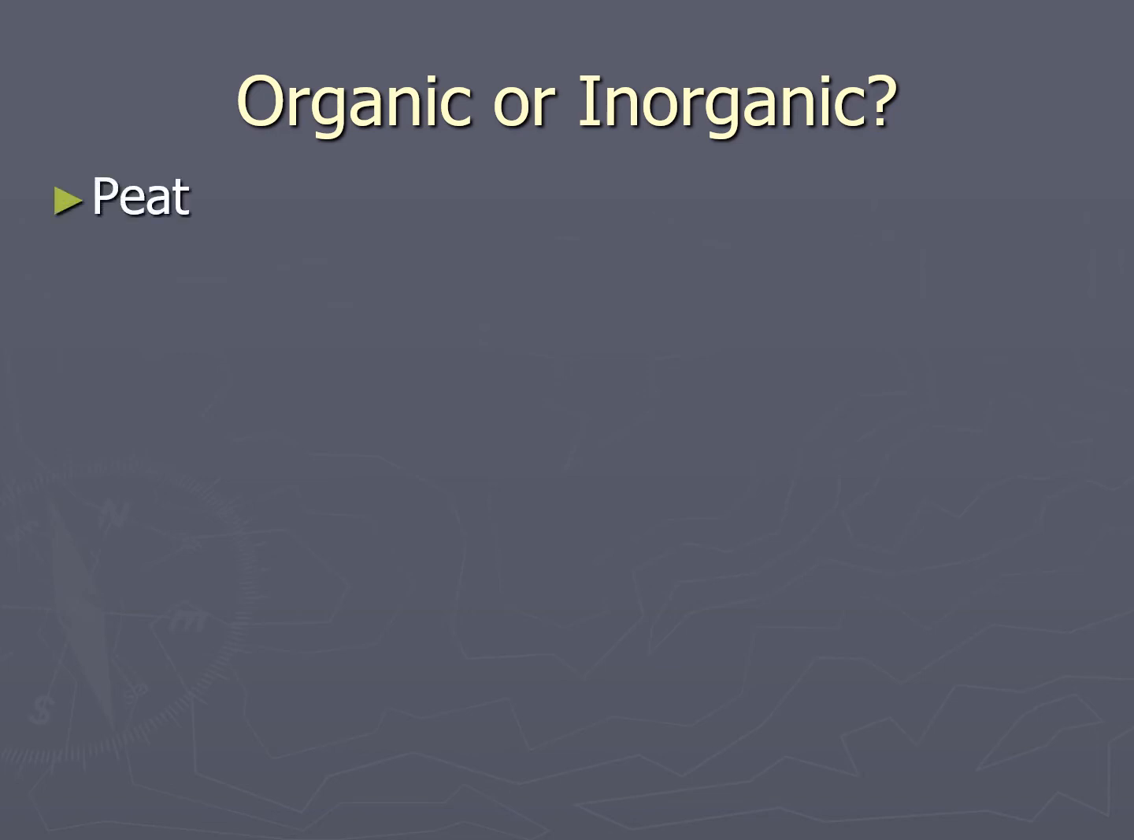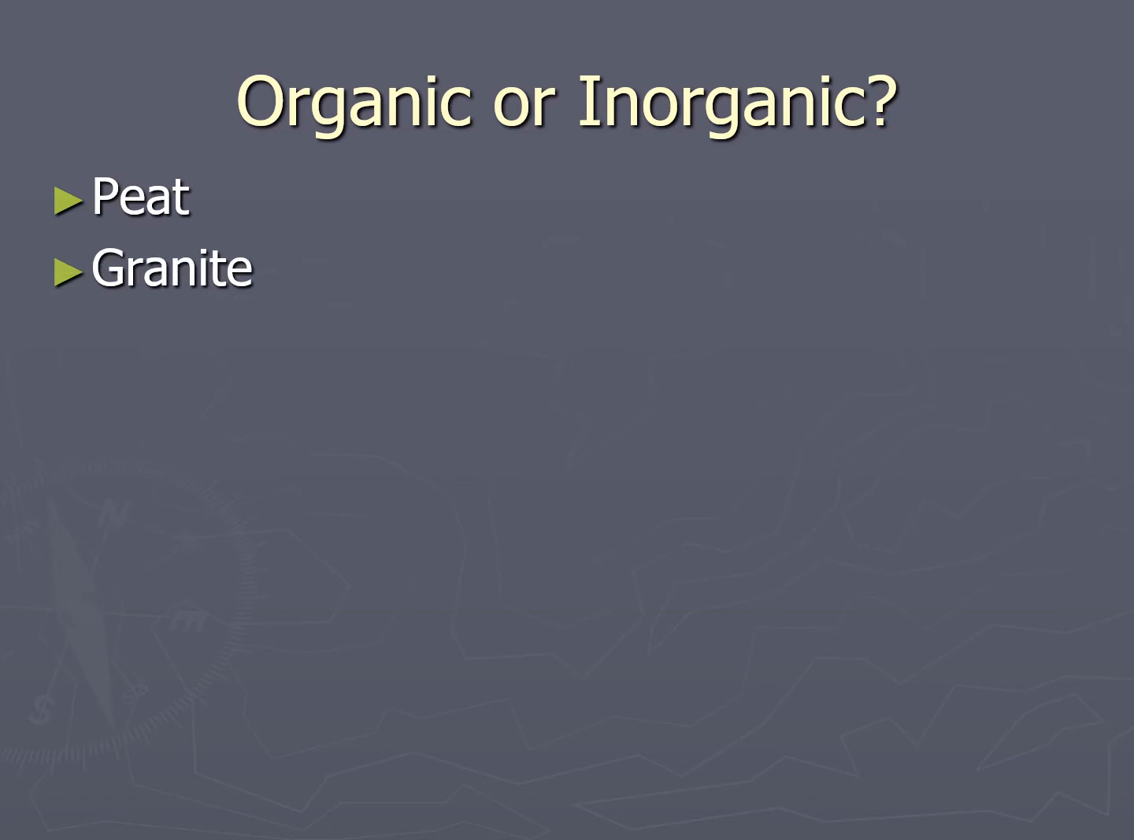Peat. I think you're all familiar with peat. Peat is basically decomposed plant material, different reeds, sedges, and mosses that have died and decomposed. These are the ingredients that make up peat. So would peat be organic or inorganic? Well, the answer is peat is definitely organic because it came from plant material that was once alive, even though peat itself is decomposed plant material.